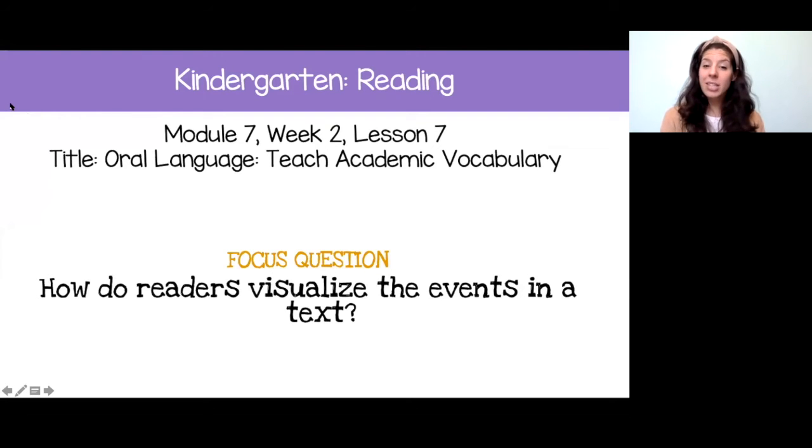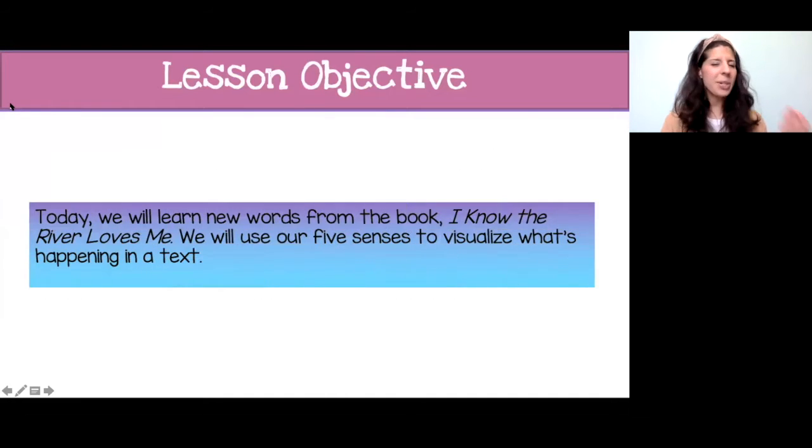This is Module 7, Week 2, Lesson 7. The title of this lesson is Oral Language, Teach Academic Vocabulary. And our focus question is how do readers visualize the events in a text? That brings us right into our lesson objective.